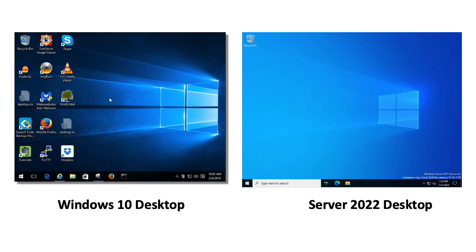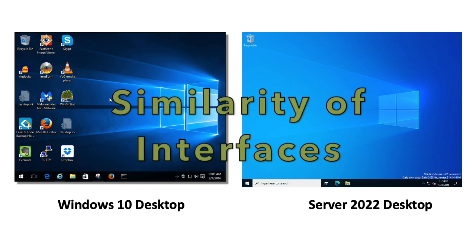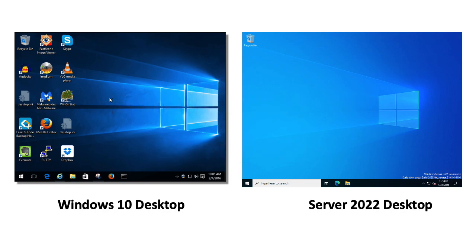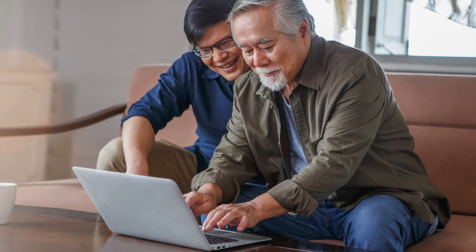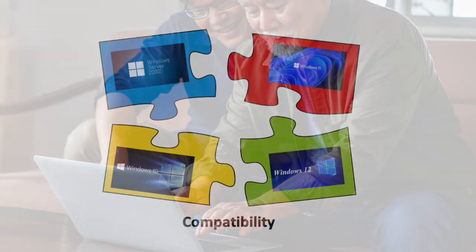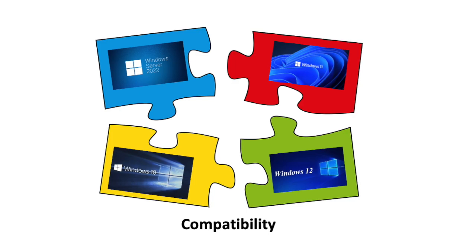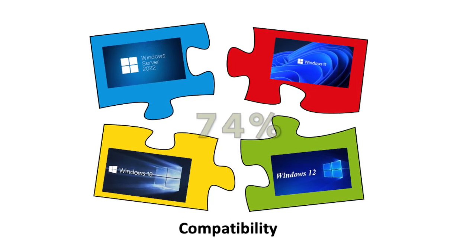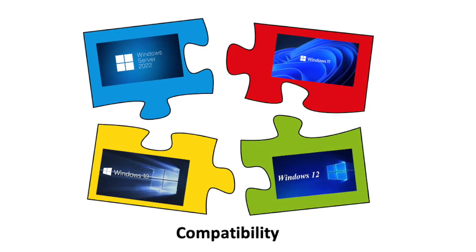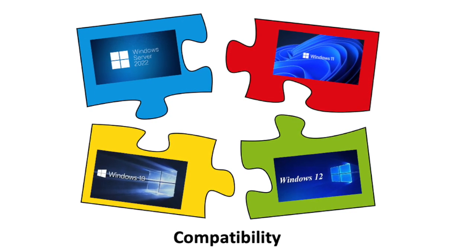An advantage of choosing a Windows Server version as a network operating system is the similarity of the interfaces. Essentially, Windows Server and Windows Desktop versions look the same and use similar commands. This means less of a learning curve for users. Compatibility is another advantage of using a Windows-based NOS. 74% of the desktop computer operating systems are Windows-based. Using a Windows-based NOS means that there will be fewer issues configuring and managing them.